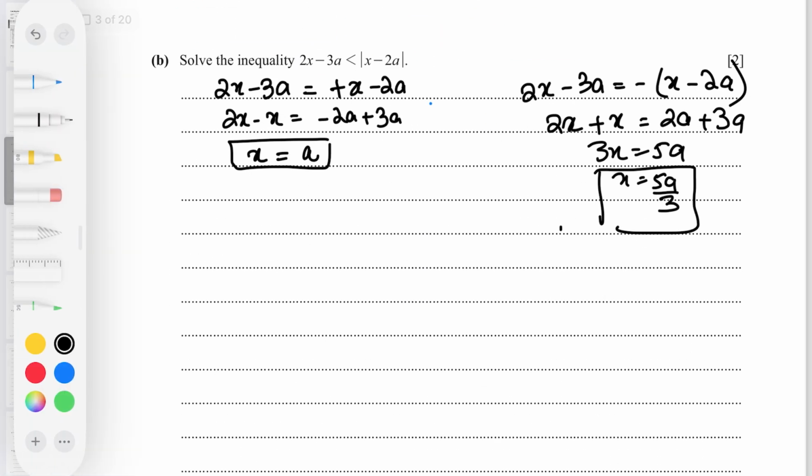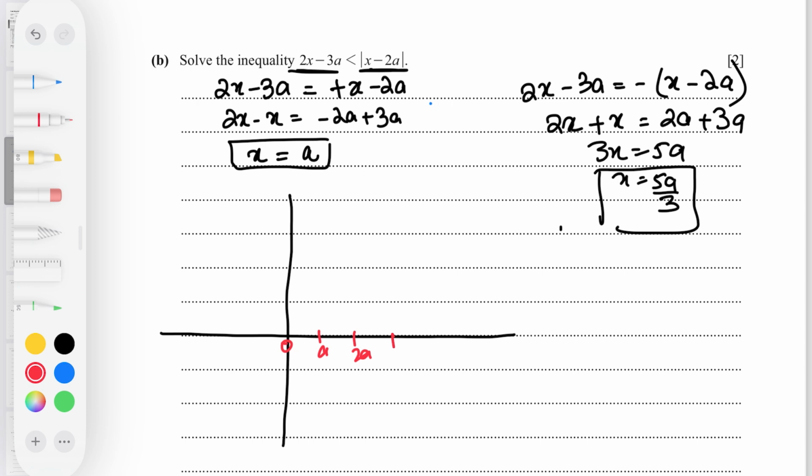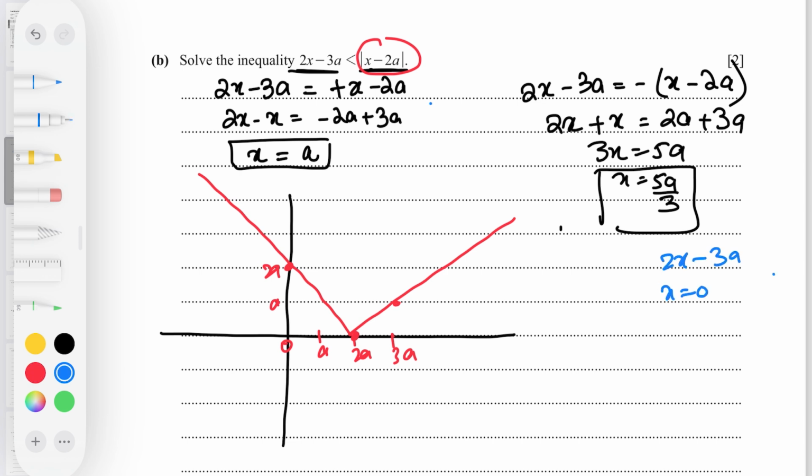If I look at these two, these are two different lines. And if I plot them again, 0, a, 2a, 3a, a, 2a. For this one, when it's 0, y is 2a. This is my graph of the modulus function. How do I plot 2x minus 3a? When x is 0, y is minus 3a. And when y is 0, x is 1.5a. So it's the minus 3a and 1.5a. So this is how this linear equation looks like.